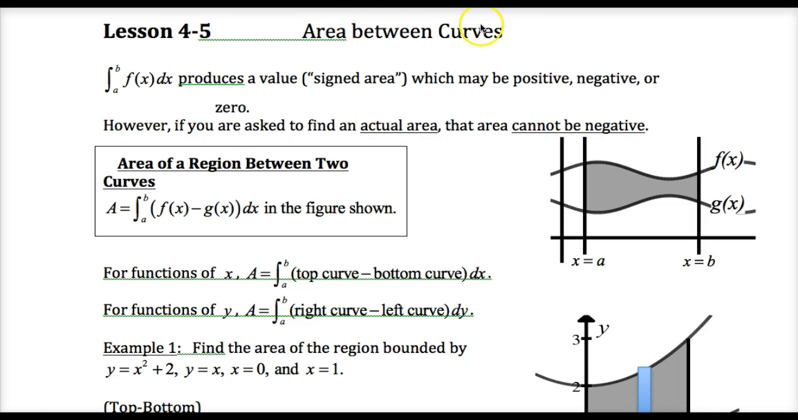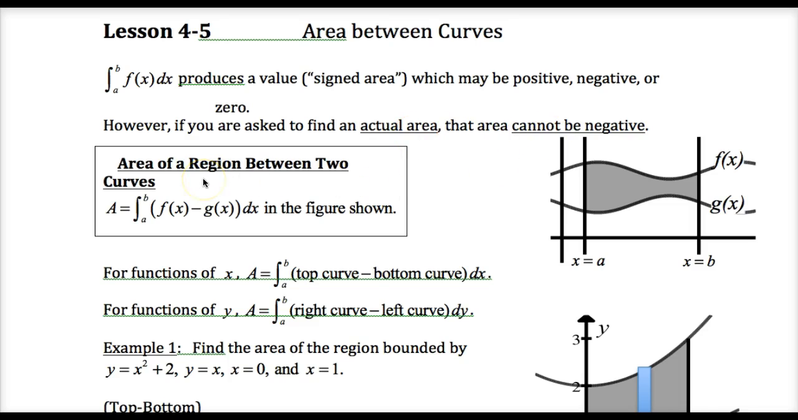That's what we want to look at right now: the area between two curves. The definite integral finds the area under the curve and gives a signed area, with some above the x-axis positive and some below the x-axis negative. And then we also end up with some zeros. However, if you're asked to find the actual area, area has to be positive.